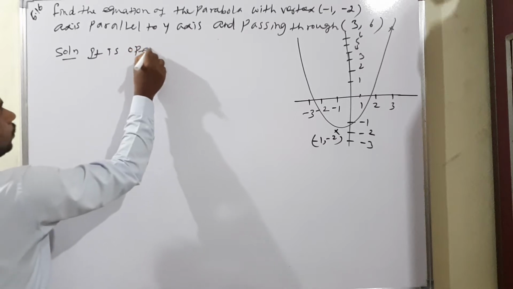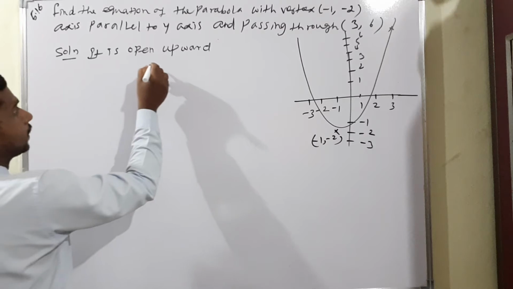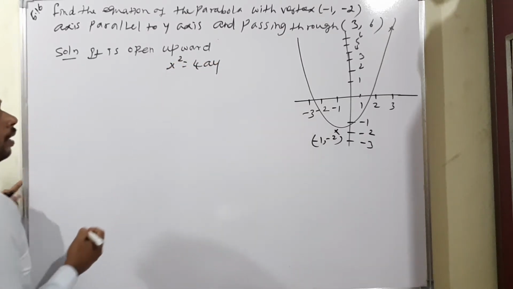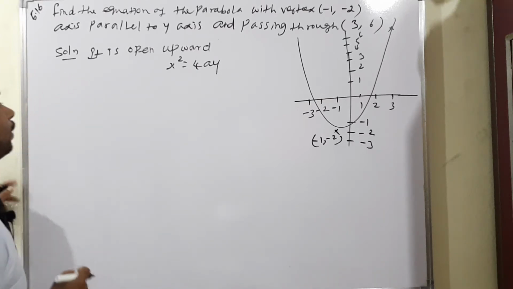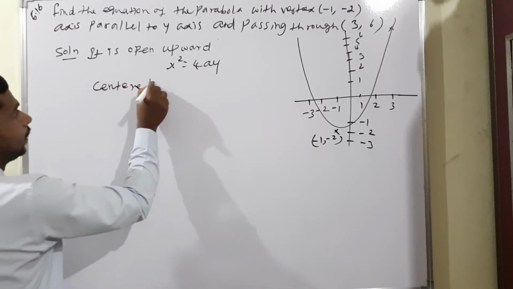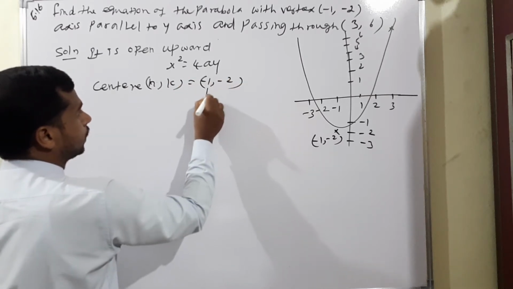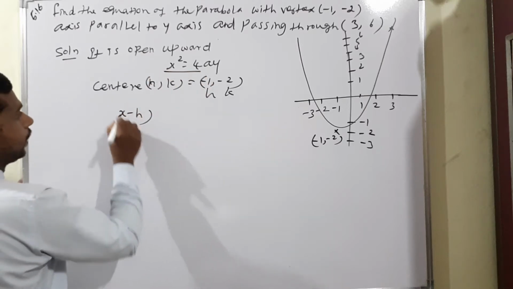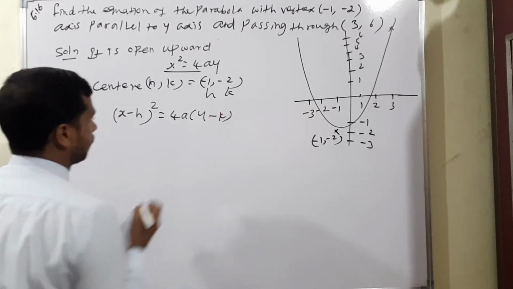Open upward means the condition is x squared equals 4ay. Open downward means x squared equals minus 4ay. Now the vertex (h, k) is given as (-1, -2), so this is h and this is k. How do we expand the equation? (x minus h) the whole squared equals 4a times (y minus k).